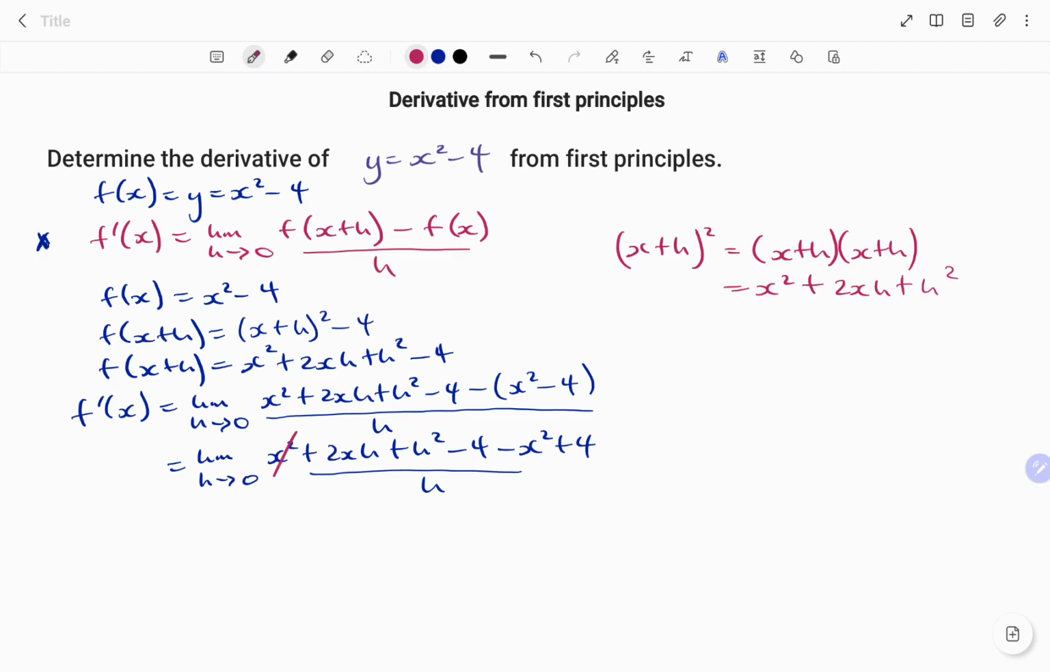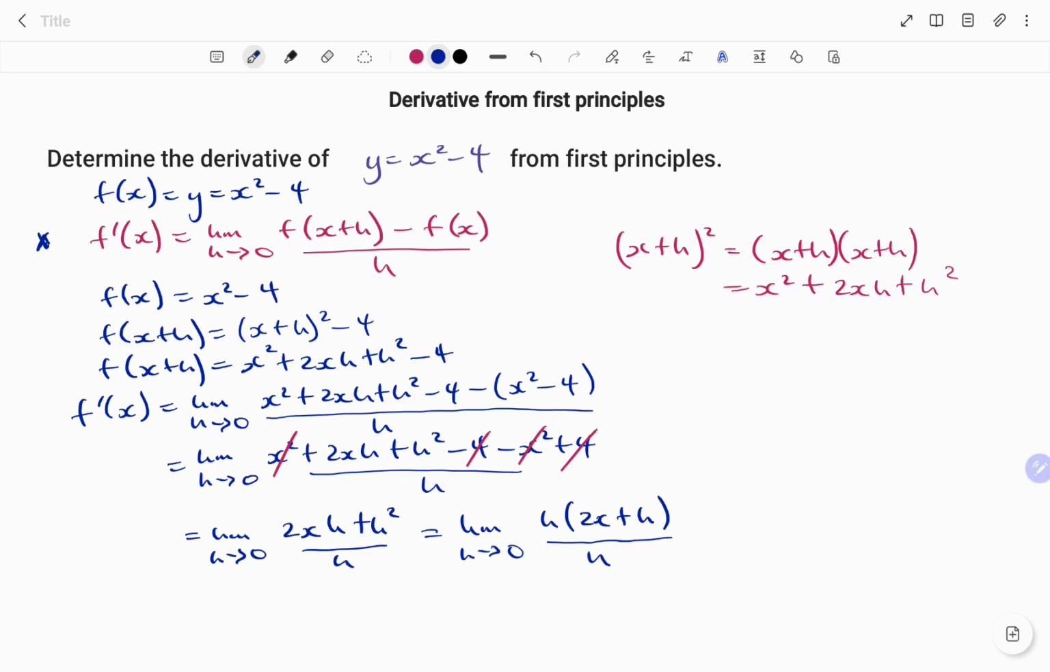x squared minus x squared cancels out, minus 4 plus 4 cancels out. I'm left with limit h tends to 0, 2xh plus h squared all over h. If I factorize, I have a limit h tends to 0. I'm going to take out h, which is common to both terms, h(2x plus h) all over h.